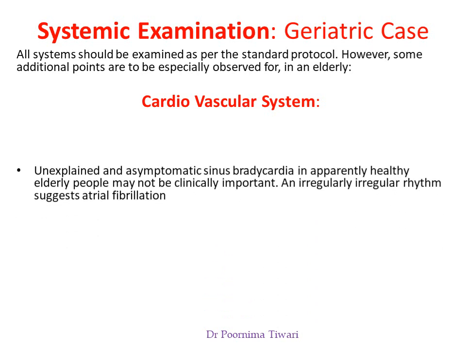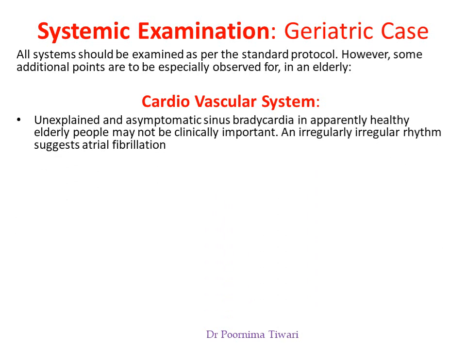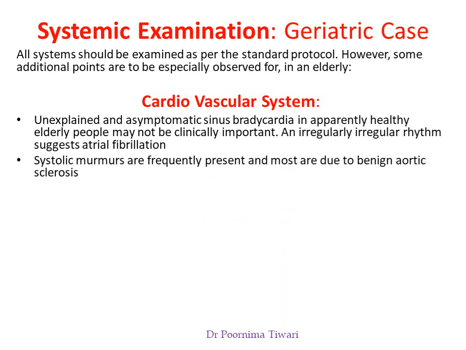Cardiovascular system: there may be sinus bradycardia, which may be normal in apparently healthy elderly. Any irregular rhythm may suggest atrial fibrillation. There may be some minor degrees of systolic murmurs, and they are frequently present because of benign aortic sclerosis. A higher degree of murmurs is to be considered for looking for a cause. All diastolic murmurs need evaluation at all ages.